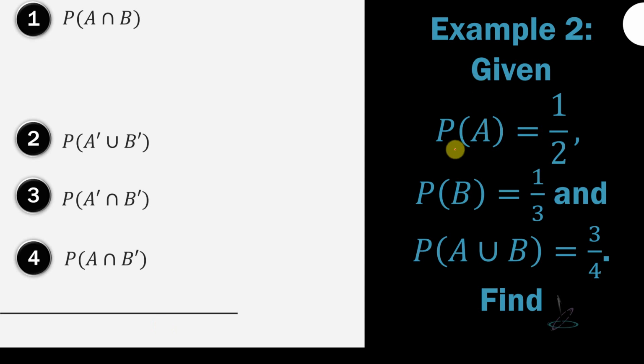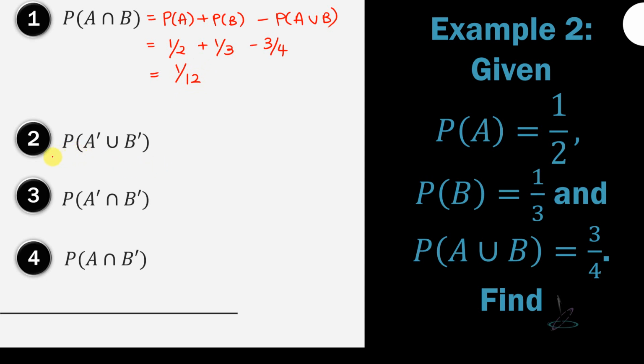Okay, so the second example: given that probability of A is 1 over 2, probability of B is 1 over 3, and probability of A union B is 3 over 4, we are told to find probability of A overlap with B. So let us use the formula. Probability of A overlap with B is simply probability of A plus probability of B minus probability of A union with B. So this is equal to 1 over 2 plus 1 over 3 minus 3 over 4. Therefore, it is equal to 1 over 12.